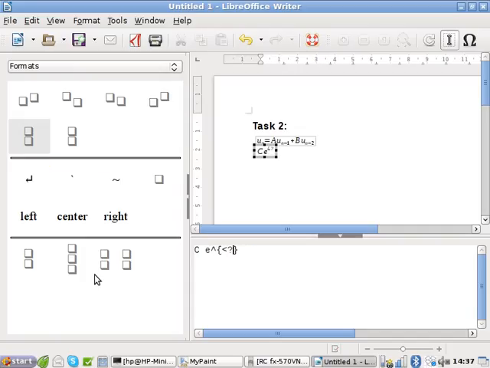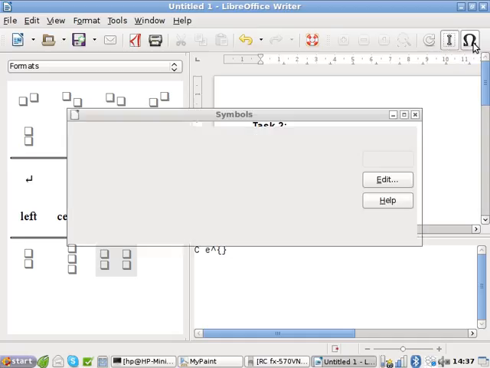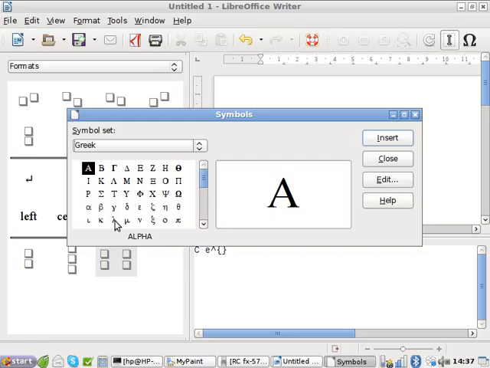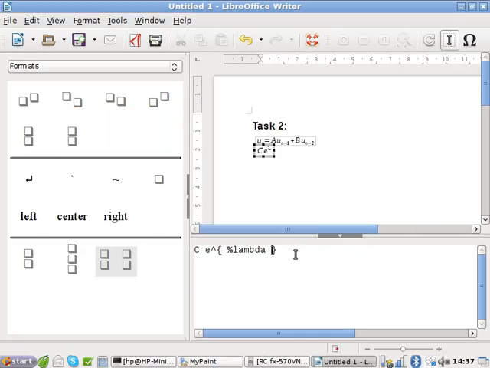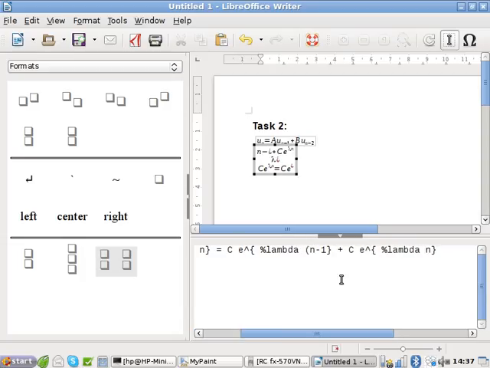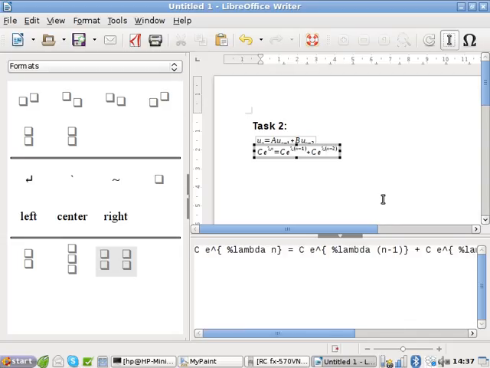E, power. Now, here we want a Greek letter, lambda. I think this might be the Greek letters here because you can see it says symbols. We can see if it's in here. Lambda, where are you? There you are. E lambda n, isn't it? Equals, and then we can just copy this and make small changes. So instead of n, I have n minus 1. And then instead of n here, it's n minus 2. And now I have the second line.